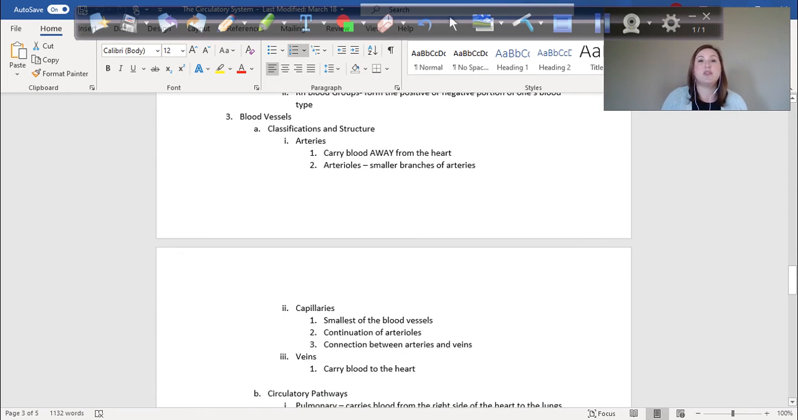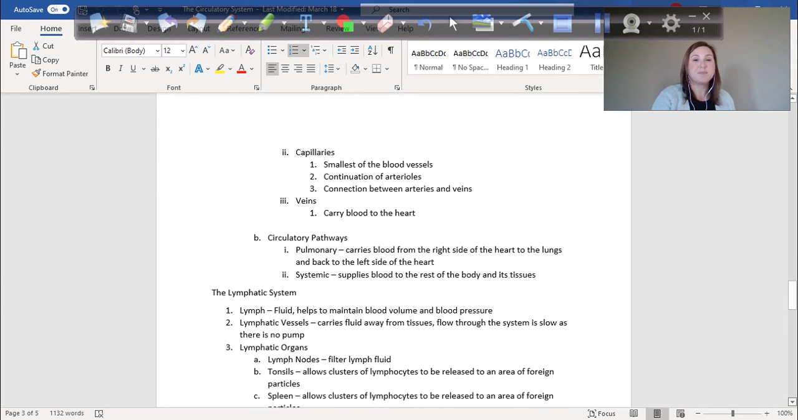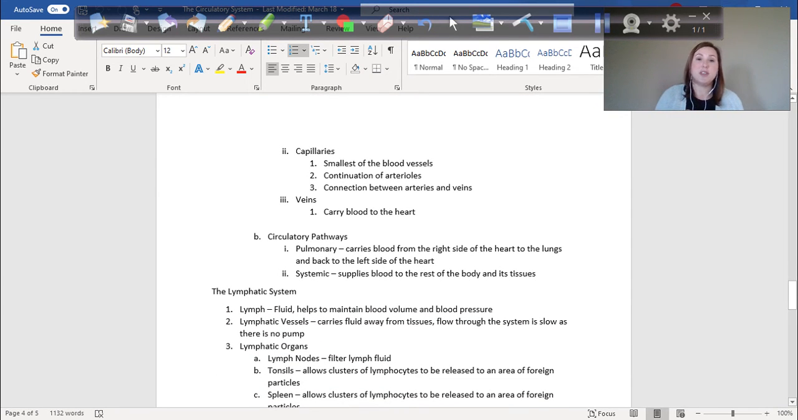So blood vessels. We have different types of blood vessels in our body. We have arteries, capillaries, and veins. Arteries carry blood away from the heart. The major artery in our body is the aorta. And we have arterioles. Those are branches of small arteries. The capillaries are kind of the connection between it all. They're very, very small. They're a continuation of those arterioles, and they help connect the arteries and the veins. The veins, those carry blood to the heart. Our main one is that vena cava that we mentioned. The vena cava brings blood into the heart. The aorta carries blood away from the heart.